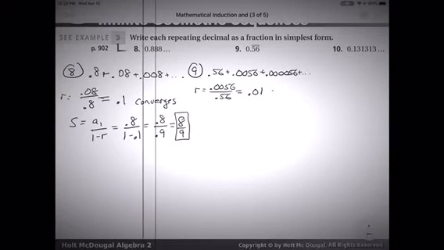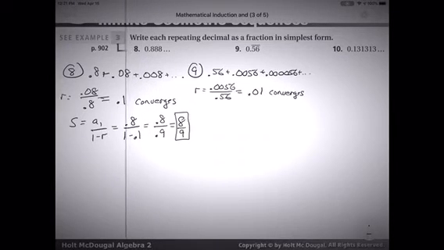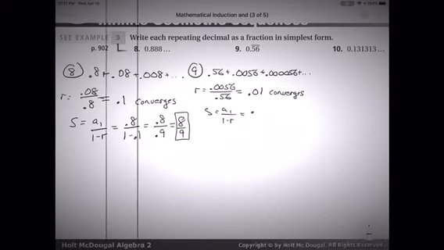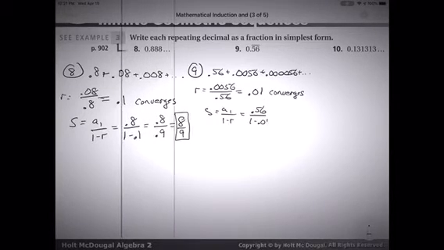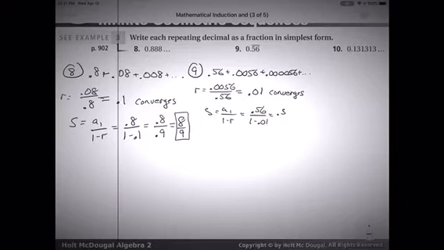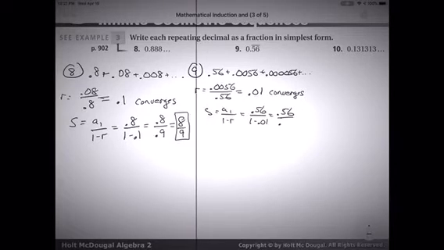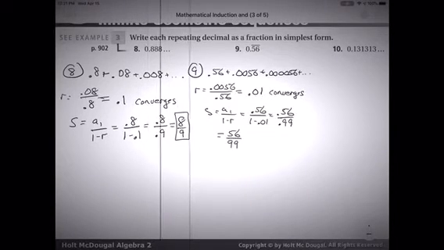So let's write that down. R is 0.01. So putting in our formula, it does converge because it's less than 1. S is equal to a sub 1 over 1 minus r. So a sub 1 being 0.56, 1 minus r would be 1 minus 0.01. And so that's 0.56 over 0.99. Just multiply top and bottom times 100, you get 56 over 99. And that is the fraction that equals 0.56 repeating.